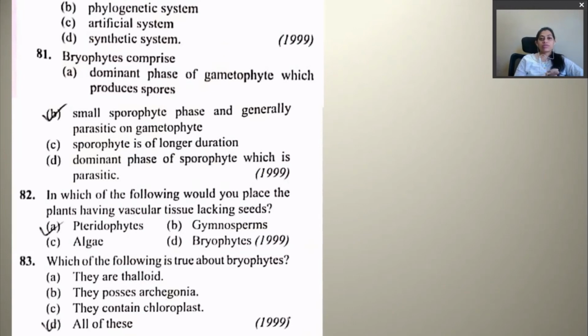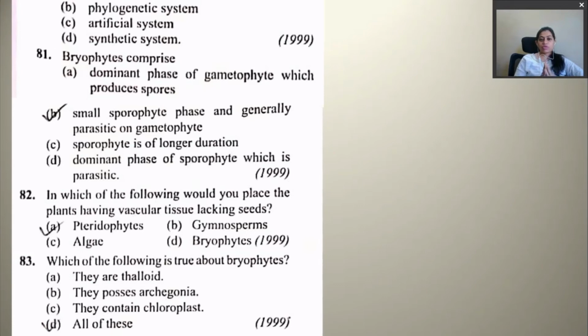Now bryophytes comprise a dominant phase of gametophyte which produces spores, small sporophyte phase, and generally parasitic on gametophyte. Sporophytic is of longer duration, dominant phase of sporophyte which is parasitic. So in case of bryophyte, the smaller sporophytic phase is there and it is generally parasitic on gametophyte. So right option is B.